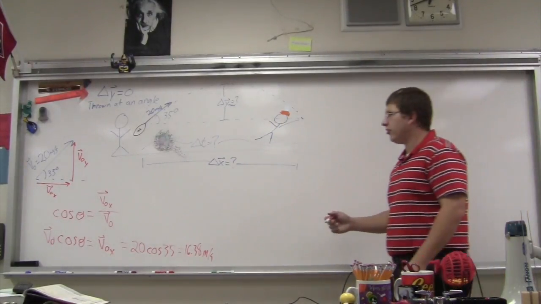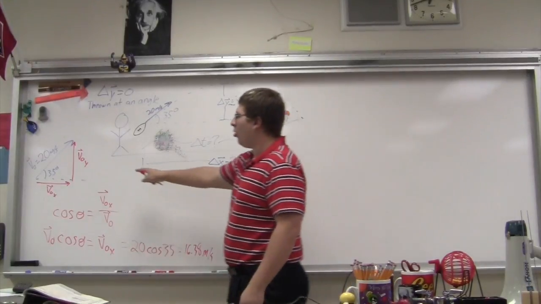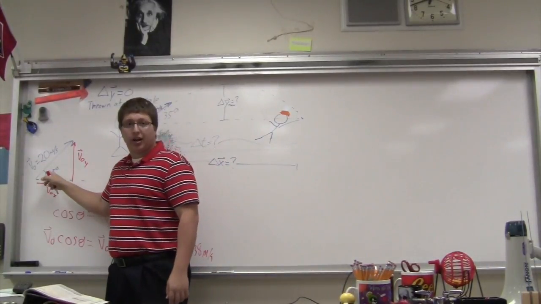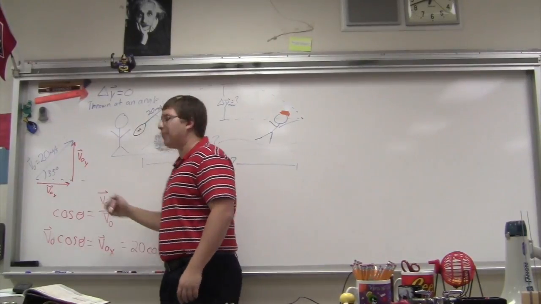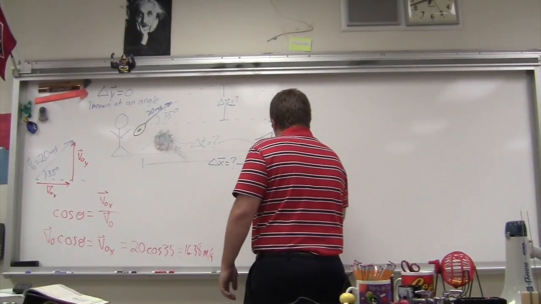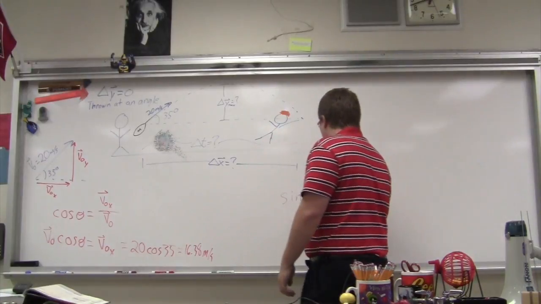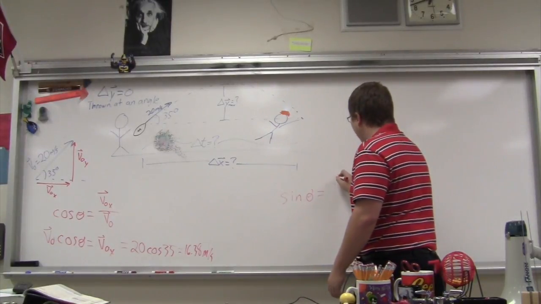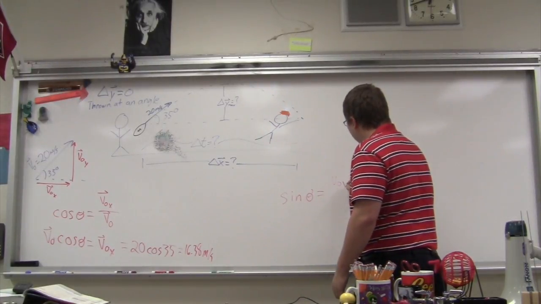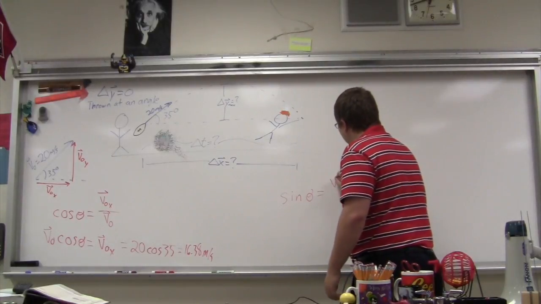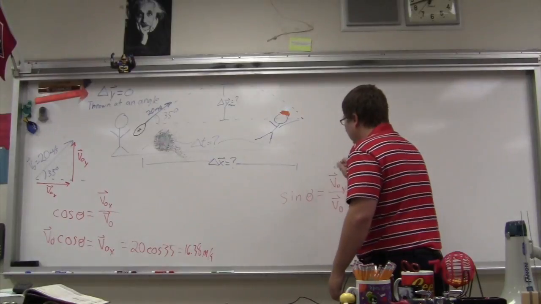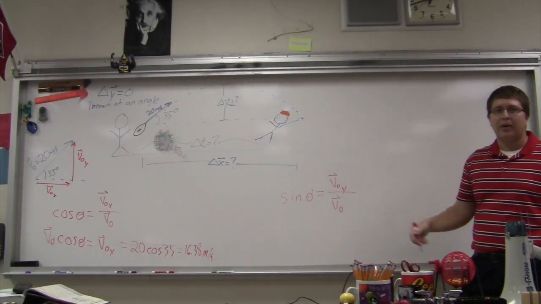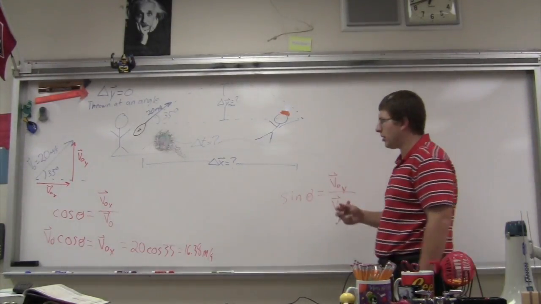Now I've got to do the same thing for Voy. Voy is the opposite side of the triangle, so I'm going to use sine. I'm going to use opposite and hypotenuse. The sine of theta is equal to Voy over Vo. Again, opposite over hypotenuse. Got to know your trig if you're going to do these problems.